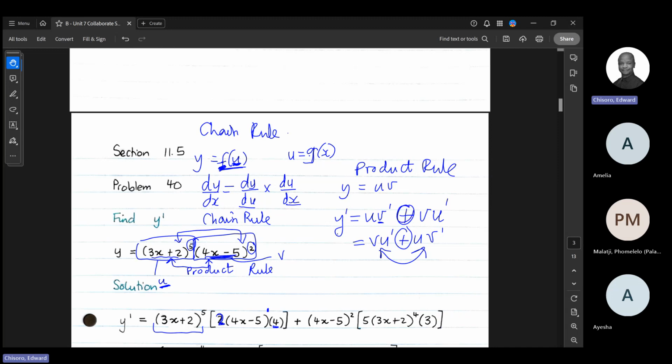And then plus we do the second part of our product rule. The second thing, the v, is the second bracket, so we keep that constant. Then we multiply by the differentiation of 3x plus 2 to the power 5. Again, we use the chain rule. The 5 goes down and multiplies the whole bracket, so there's the 5 times 3x plus 2 to the power of 5 minus 1, which is 4, times the second chain, which is to differentiate the inside function. So if you differentiate 3x plus 2, you get 3.